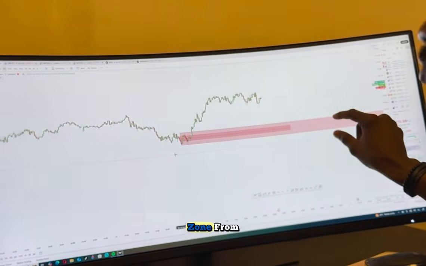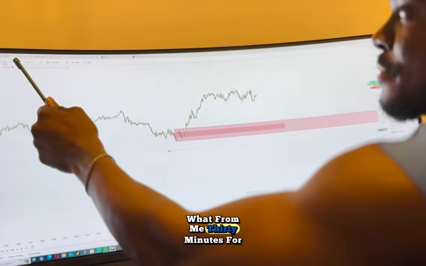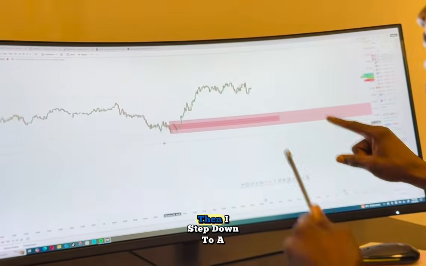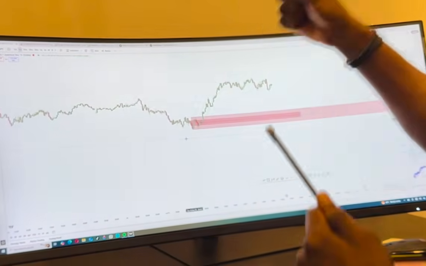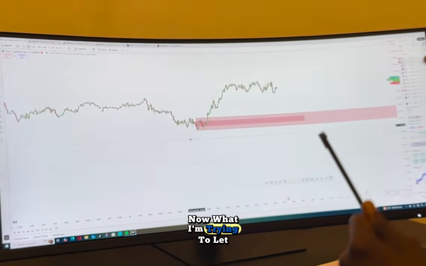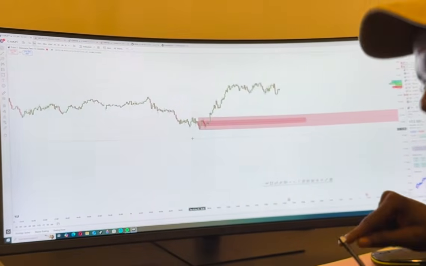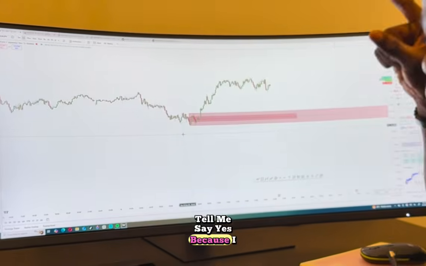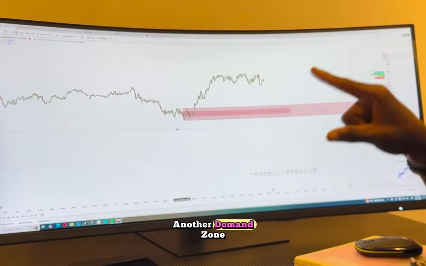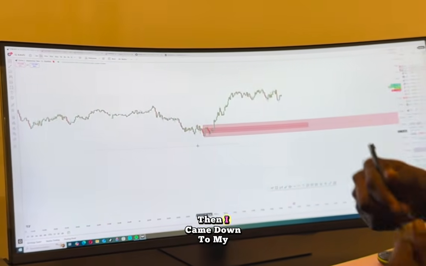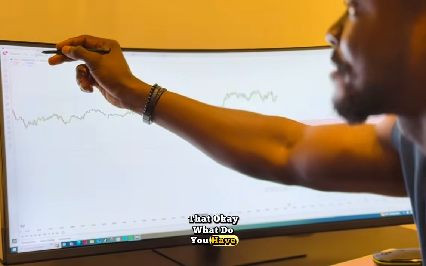Where did you get my big zone from? We got it from a 30-minute time frame. Then I stepped down to a 15-minute time frame to ask that 15 minutes, please tell me, are you going to buy from here? I went down, it told me yes, because when I went down, I saw another demand zone at that point. Then I came down to my 5 minutes and asked, okay, what do you have to say about this trade?